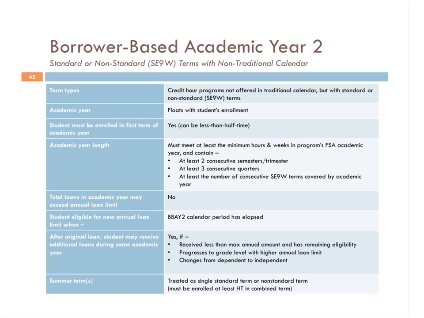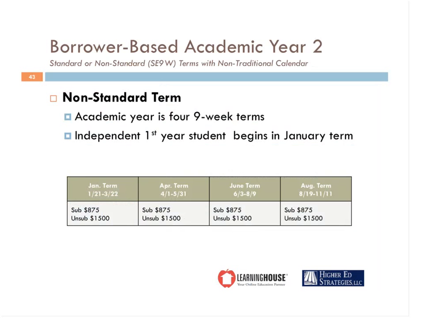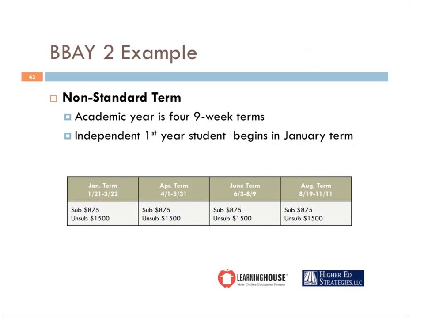Borrow-based academic year 2. This is a standard or non-standard substantially equal term with non-traditional calendar. Again, it floats with the student's enrollment. And let's look at the example. So this is the example, non-standard term. The academic year is 4 9-week terms. The student is independent, a first-year student who begins in January. So you can see in this example we are dealing with a crossover period, the April to June, and you can see how the financial aid is distributed.